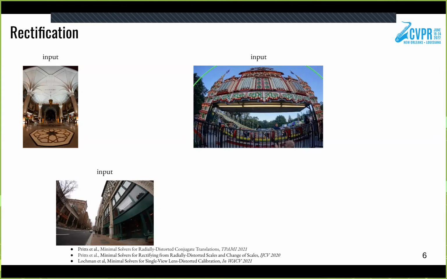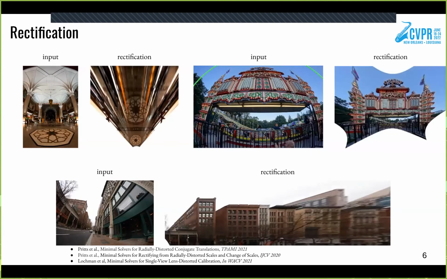So one application is rectification. You have an input image, and you want to compute a metric rectification, for example. You can see, for example, on the left, all these three images have a tremendous amount of barrel distortion, some even nearly fisheye. And the quality of rectifications that we can get from these methods is quite high.